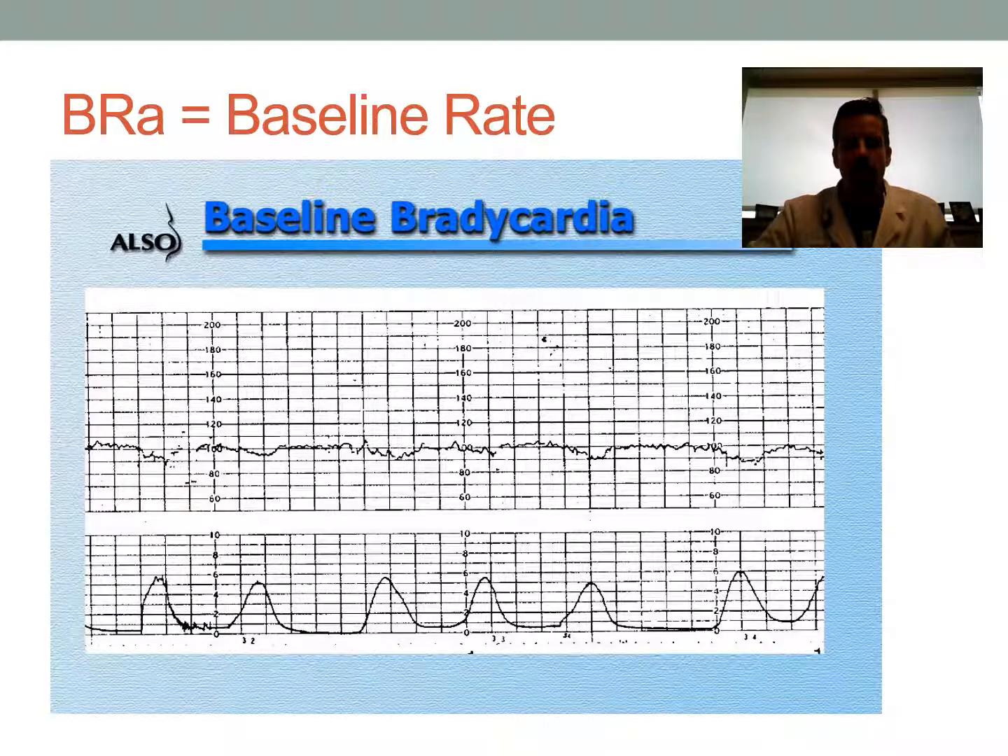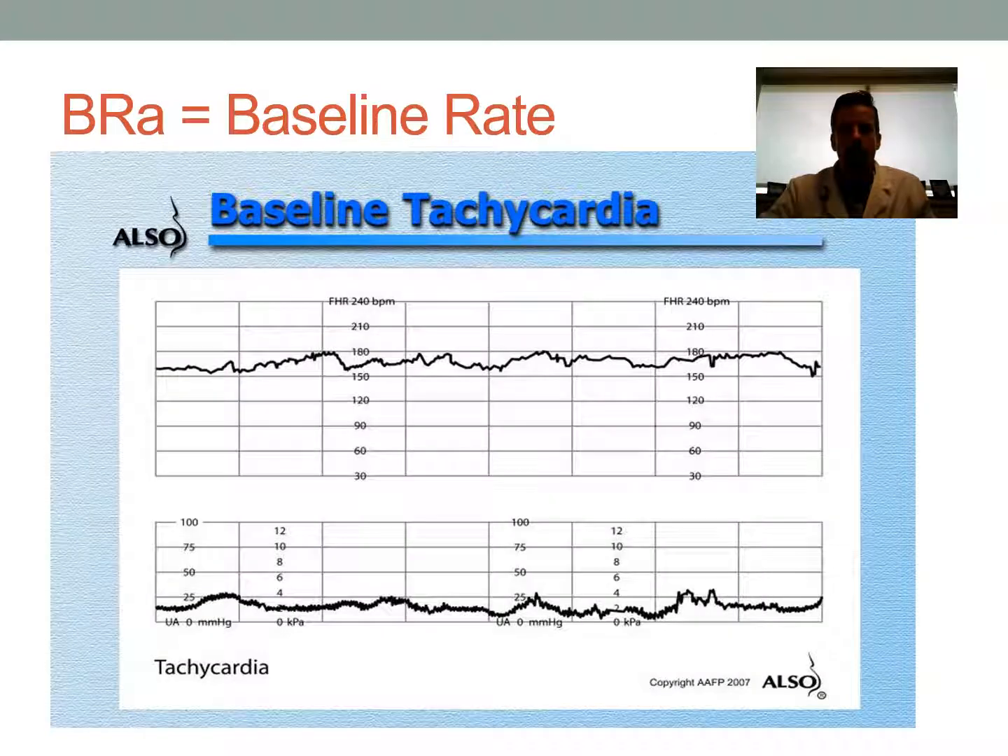So here we've got an example of a baseline bradycardia. Heart rate is around 100. And here's a baseline tachycardia with a heart rate of 165.